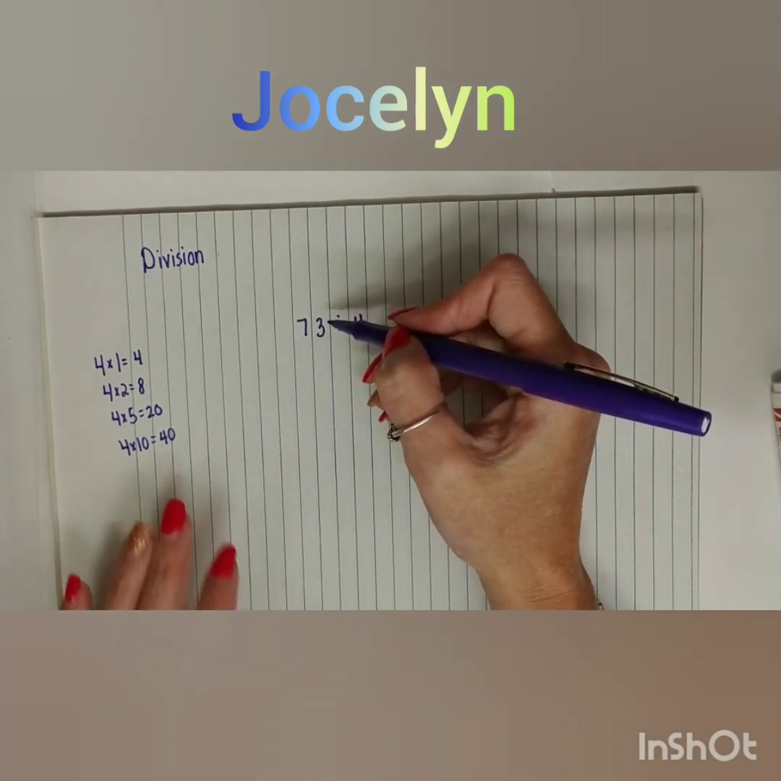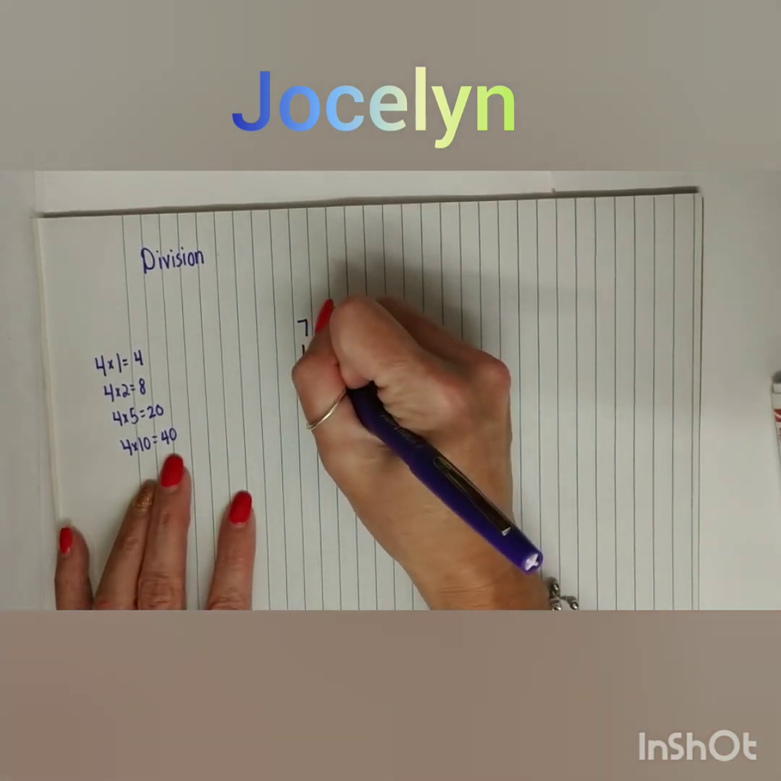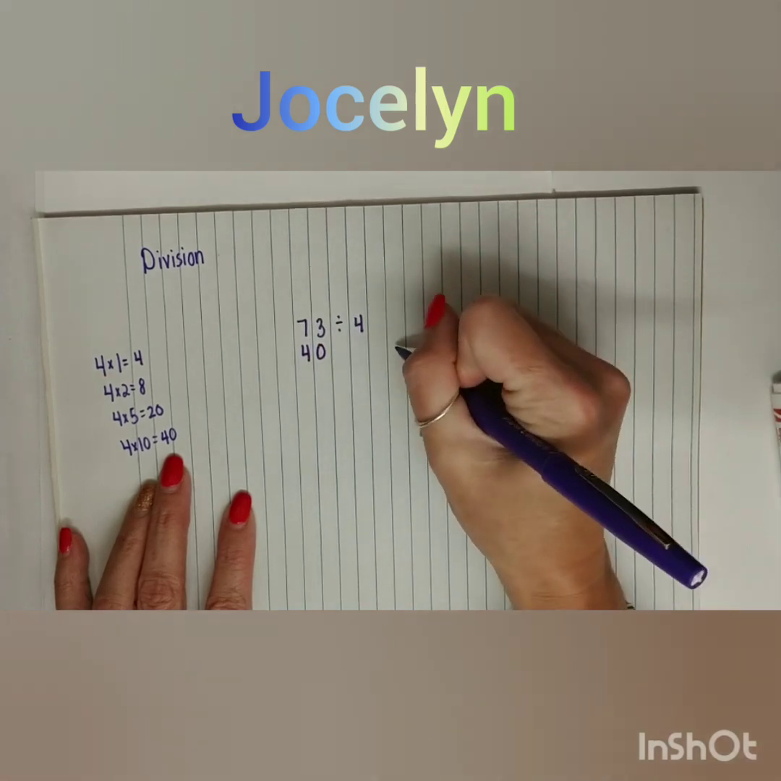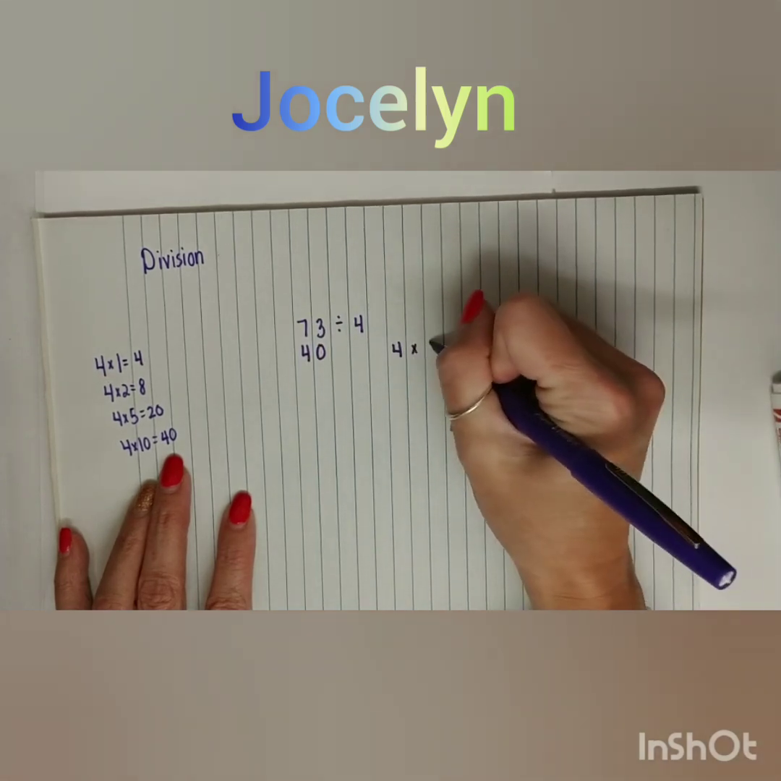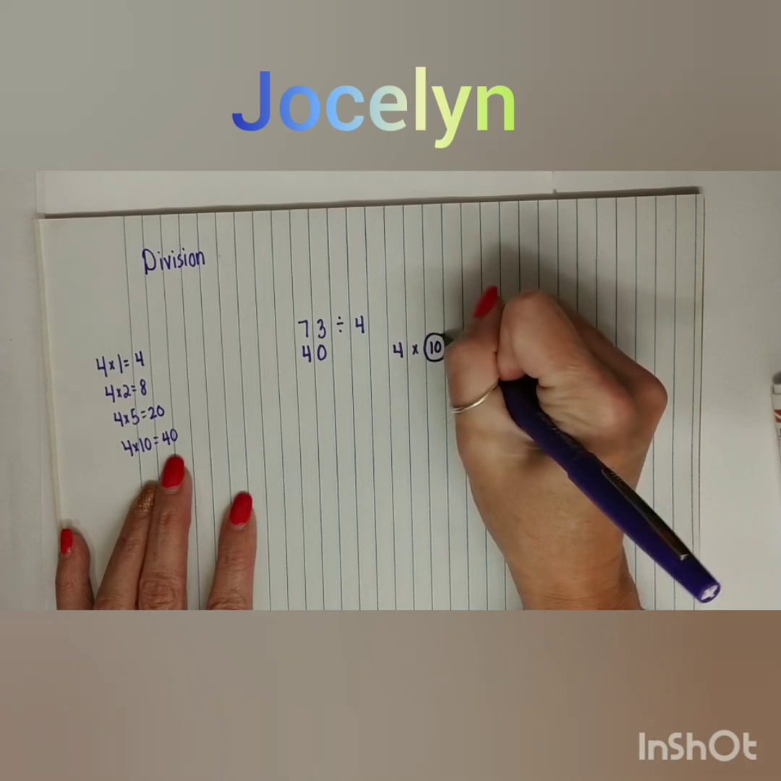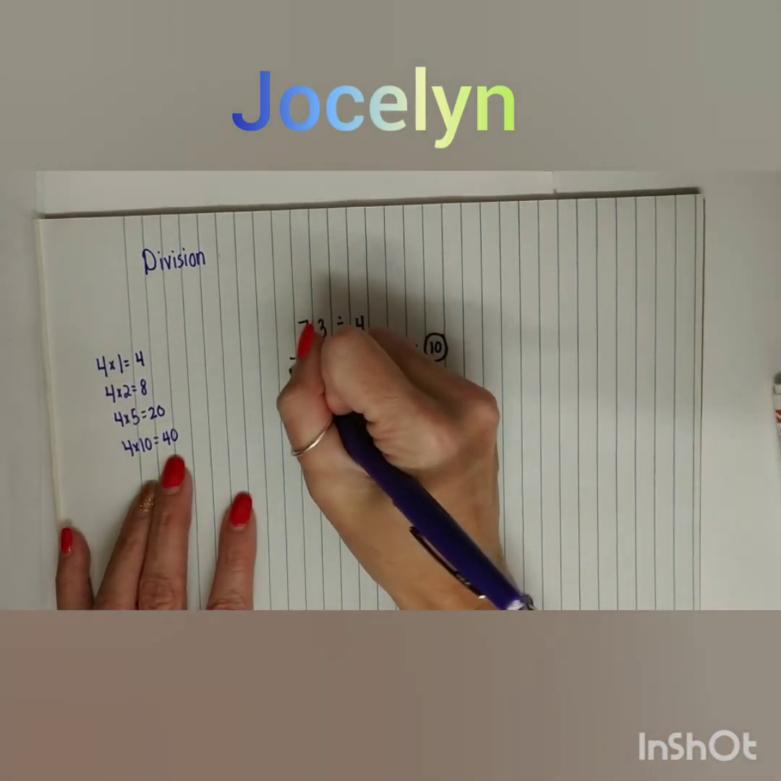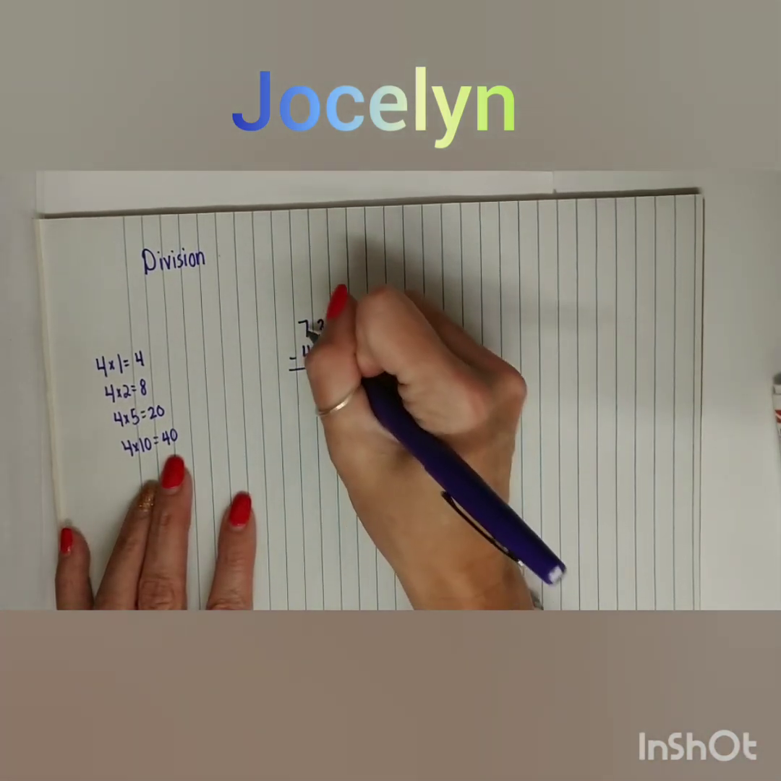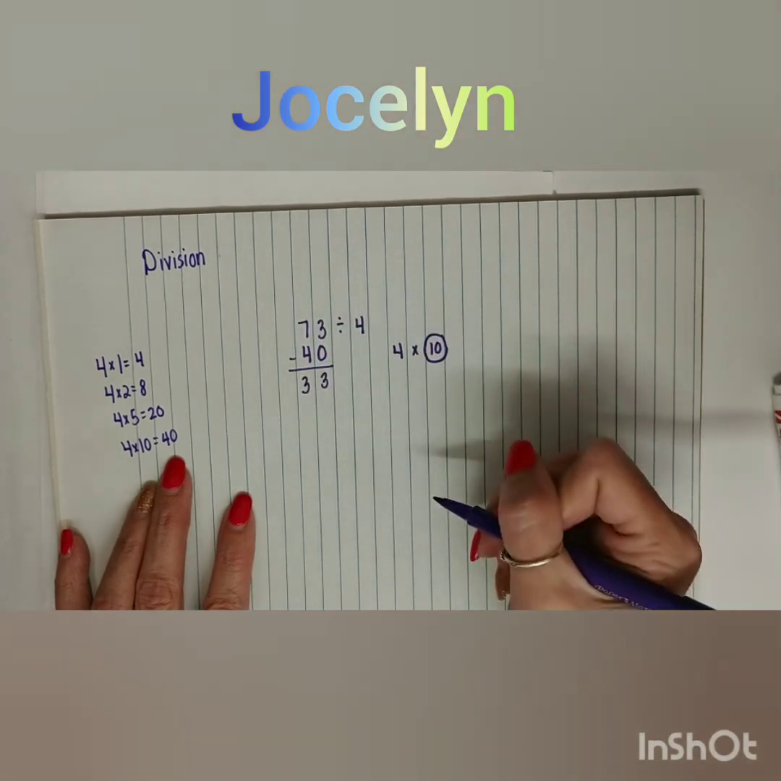The biggest chunk that I can pull out would be 40, based on my friendly facts that I have. So that's 4 times 10. And I circle my 10. Subtract. 3 minus 0 is 3. 7 minus 4 is 3. That leaves me with 33.